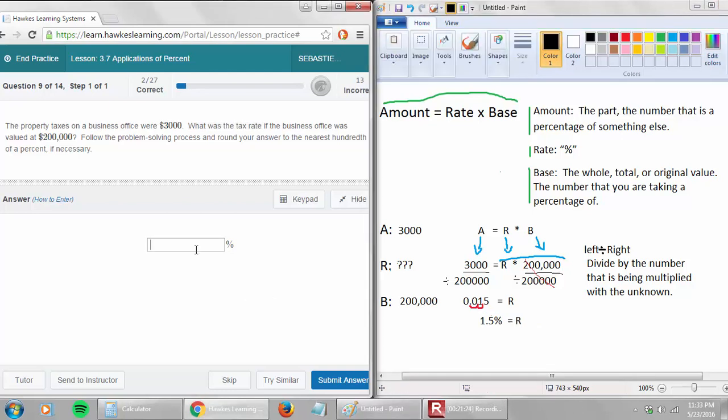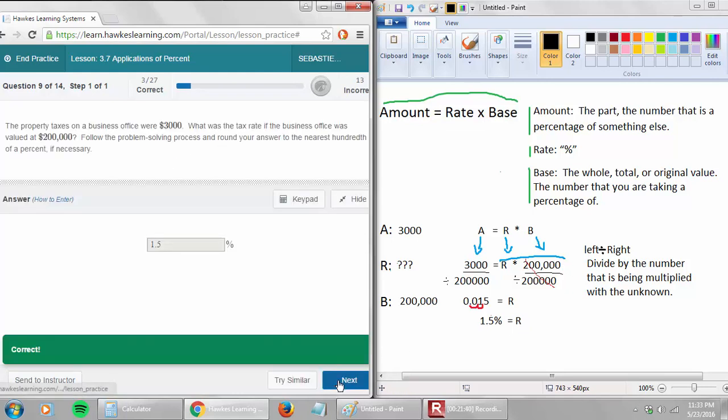Okay, so I have enough to answer this particular question. I'm going to double check what was the tax rate. That's good. And they say round to the nearest hundredth of a percent if necessary. Well, it's not necessary because this percent only goes to the tenths place. It doesn't go out to the hundredths, so I can just leave it as 1.5% and submit my answer. All right, and it says correct.